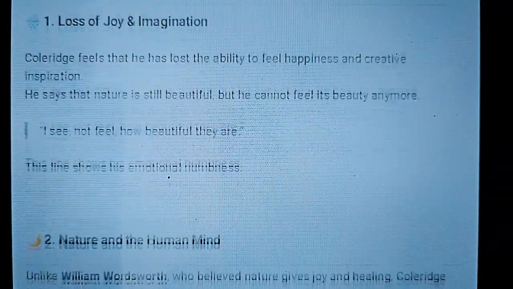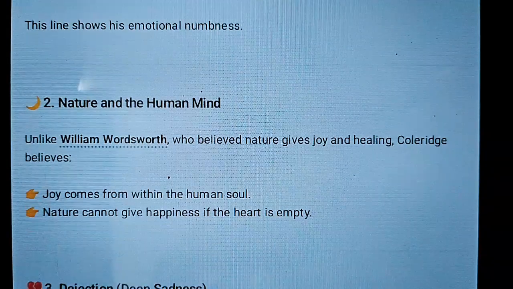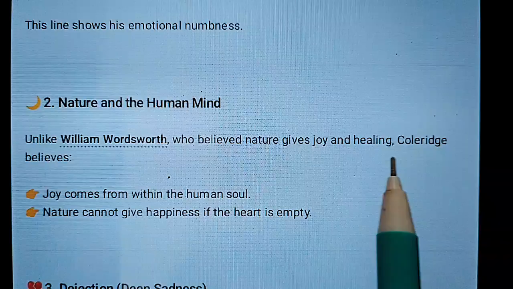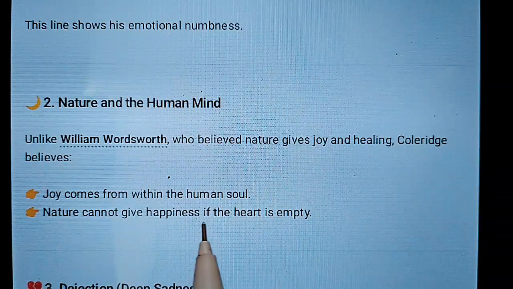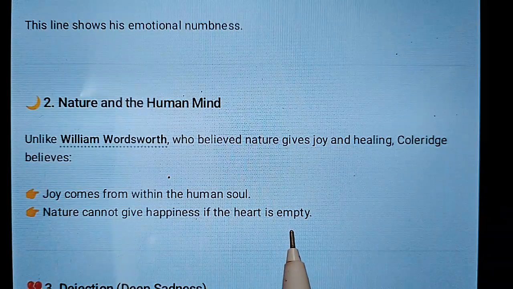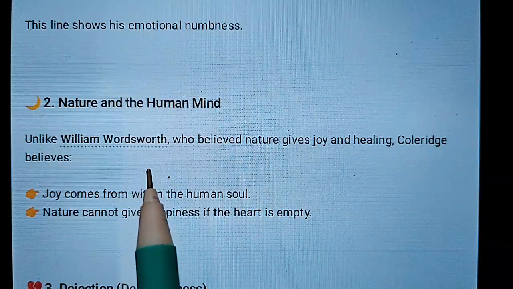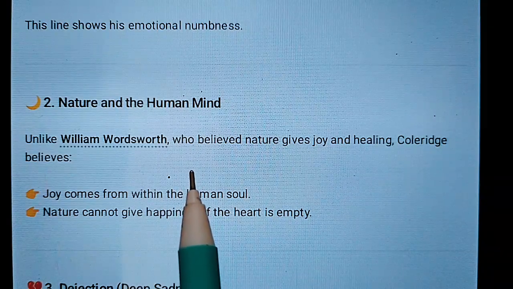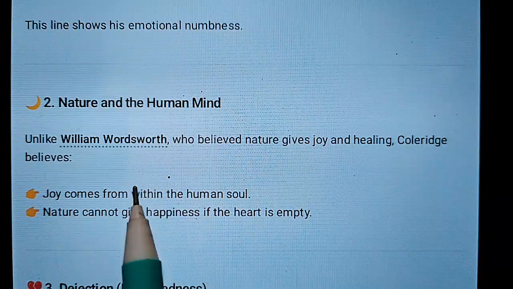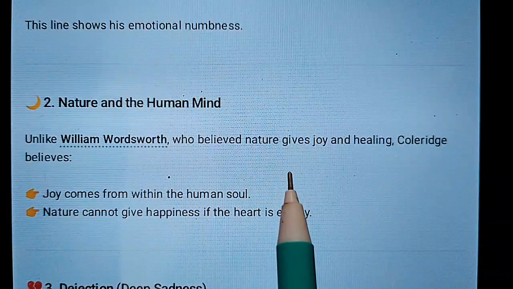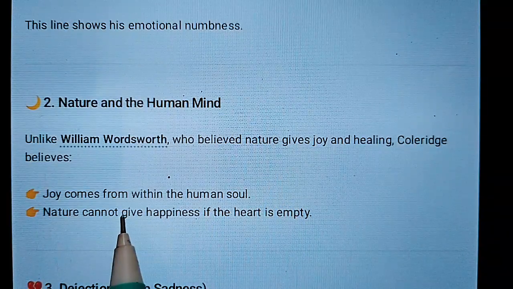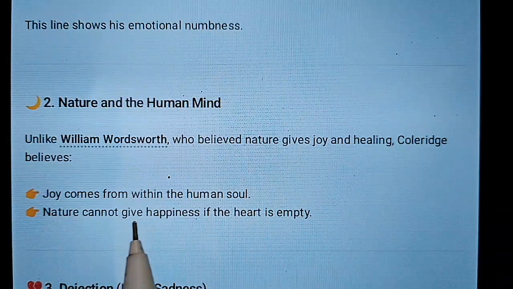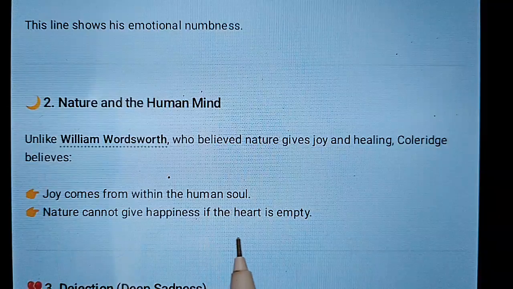The second theme is nature and the human mind. Unlike William Wordsworth, who believed nature gives joy and healing, Coleridge believes joy comes from within the human soul. Nature cannot give happiness if the heart is empty. We all know that Wordsworth is the worshipper of nature. He has praised nature a lot, and he is known as the priest of nature. But here Coleridge is not happy in the environment of nature, so he expresses his inner feelings. He says joy comes from within the human soul, and nature cannot give happiness if the heart is empty.